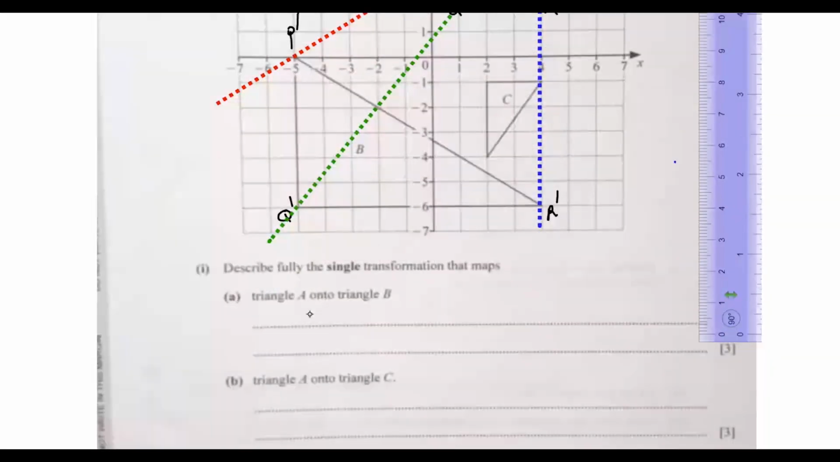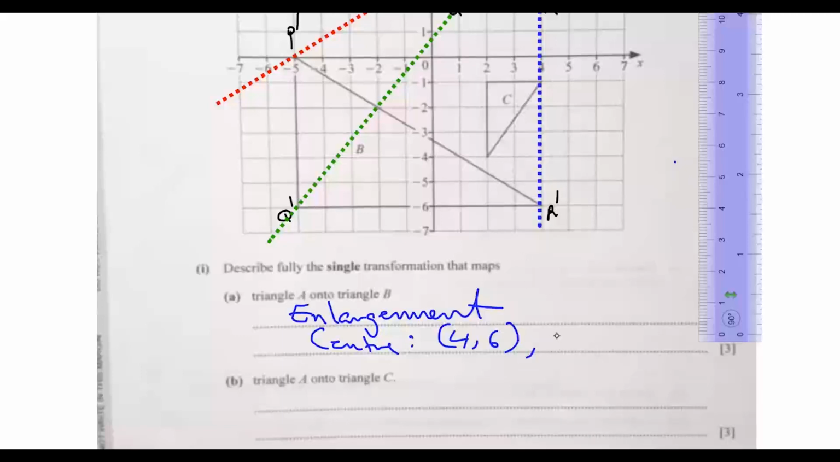I can write the transformation to be enlargement. Okay, then the center. So the center will be (4, 6). That is x equals 4, y equals 6. Then the last thing I need to get is the scale factor.